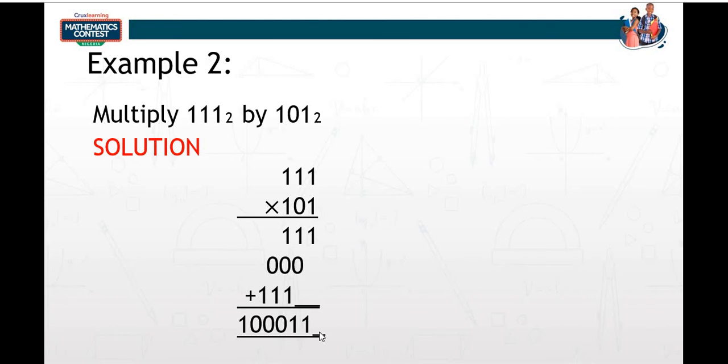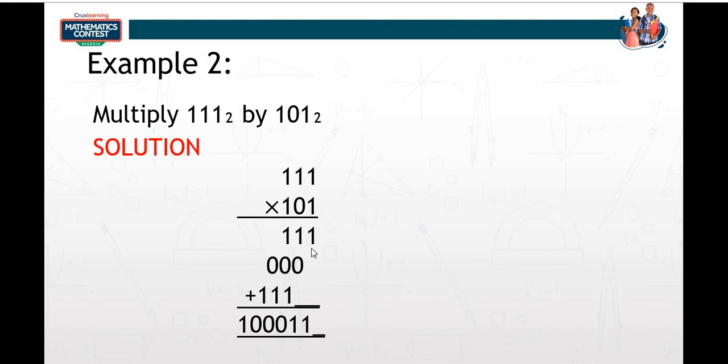Okay, this one will be 1. This will add to give us 1. 1 plus 0 plus 1 will give us 1, 0. We have 0, take 1 over to the other side. And then it's also 1, 0, 0, take 1 over to the other side. It's also 1, 0, so we have 1, 0, 0, 1, 1.